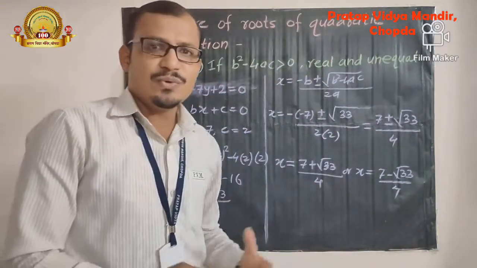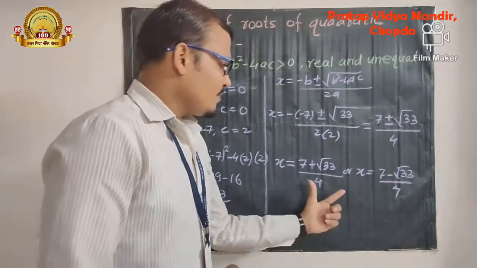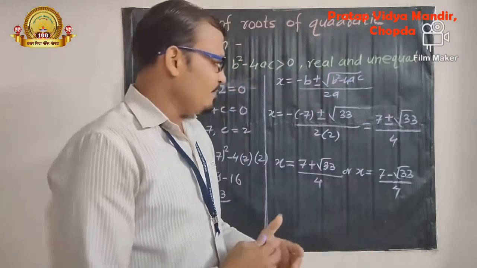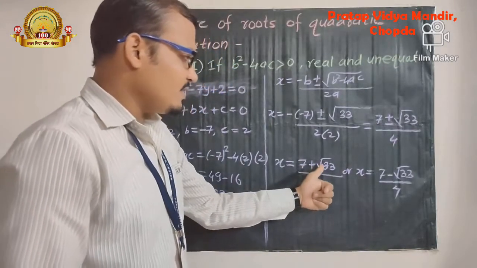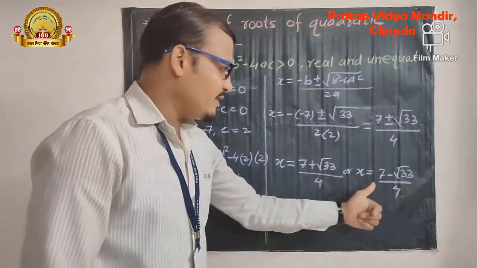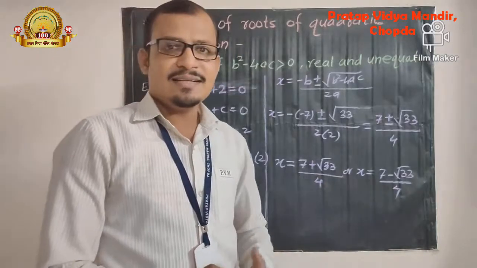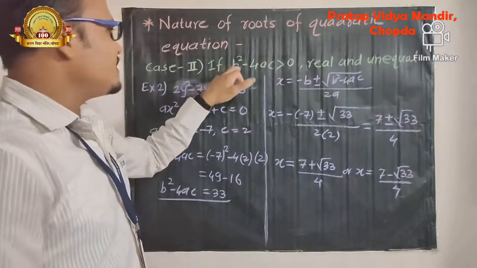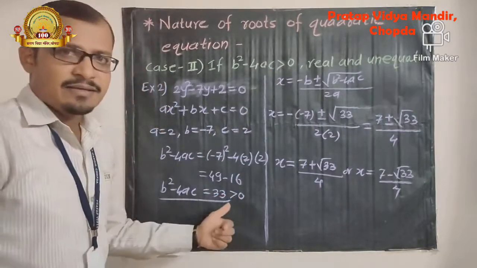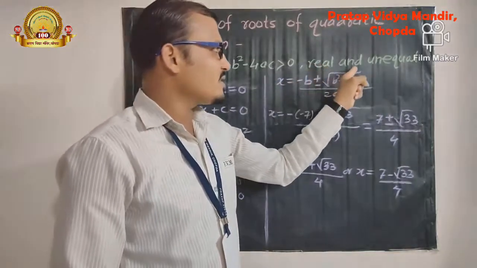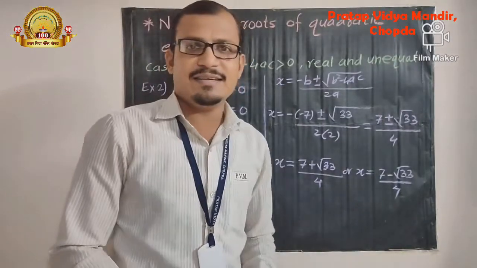So these are the two roots of the given quadratic equation. And see friends, clearly here both roots are real numbers and both are unequal. Here the first root is (7 + √33)/4, and here (7 - √33)/4. So both roots are unequal, and hence if b² - 4ac is greater than 0, and here 33 is clearly greater than 0, then the roots of the quadratic equation are real and unequal.